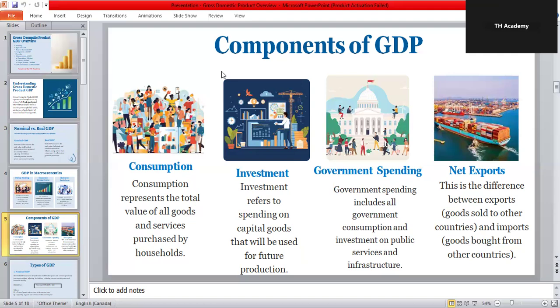Next, government spending. This covers the money the government spends on public services like roads, hospitals, defense, and schools. And the last one is net exports. Exports is basically the value of what a country sells to other countries, minus what it buys from them, that is imports. So the formula of net exports is X minus M, where X means exports and M means imports.